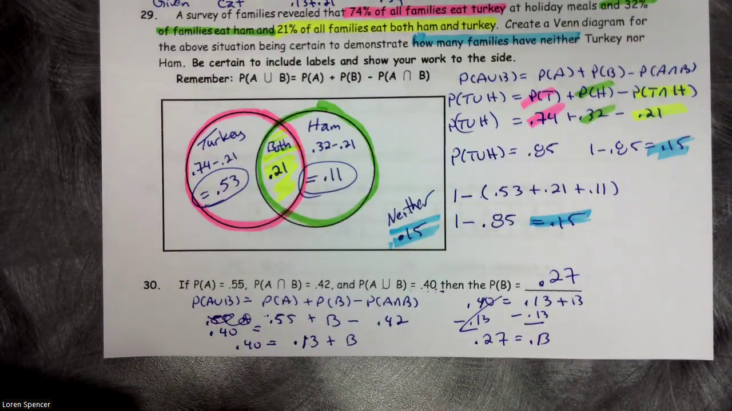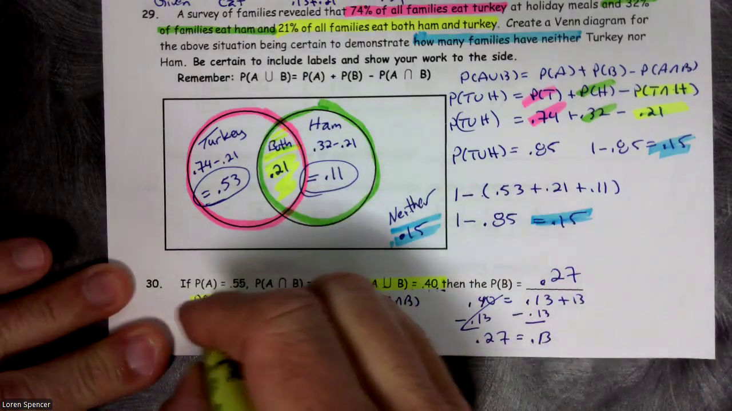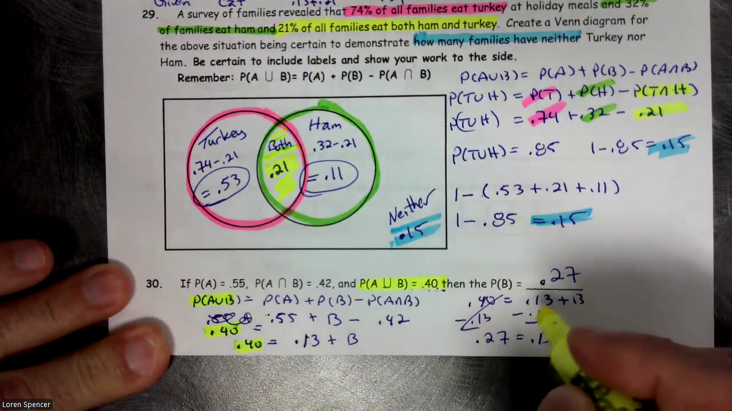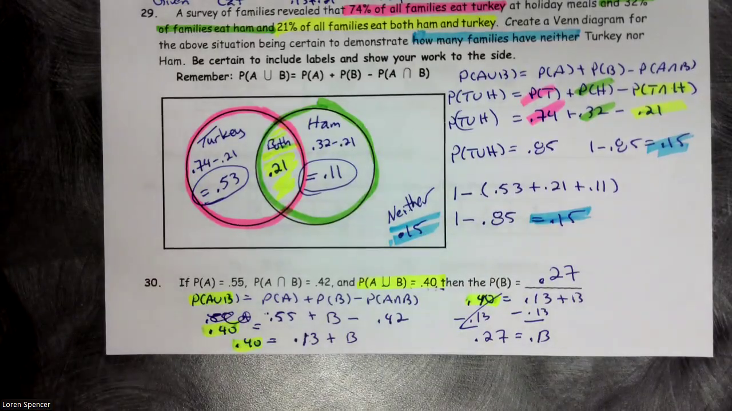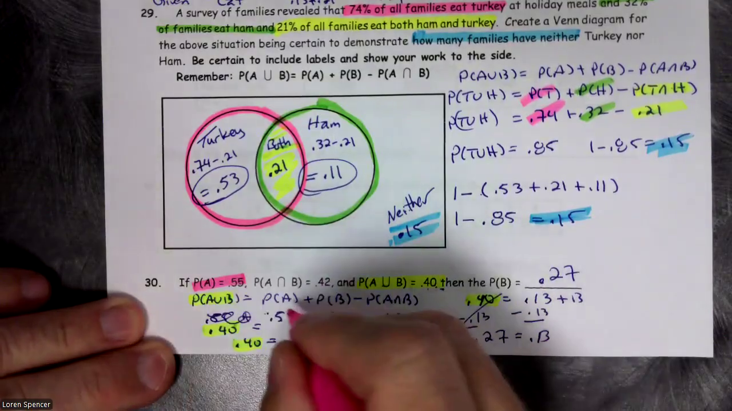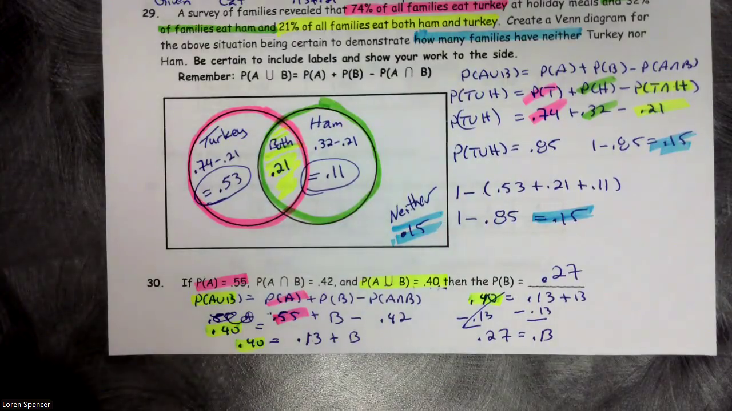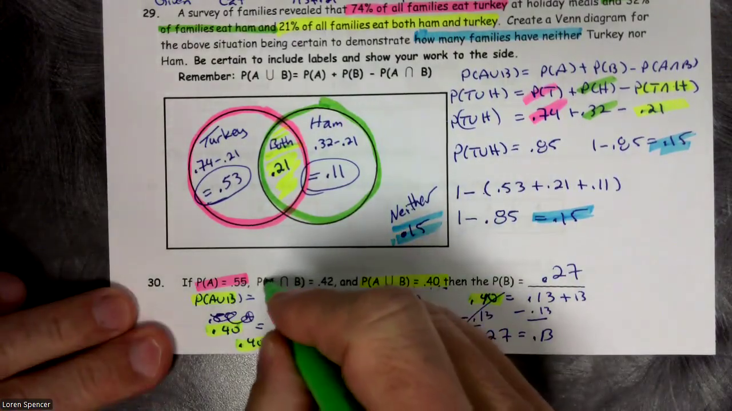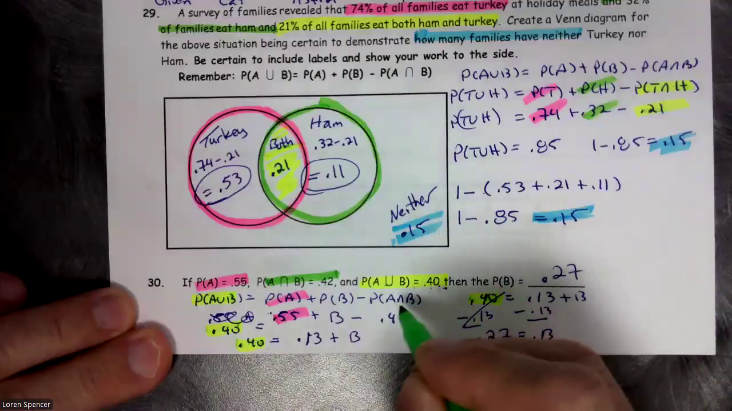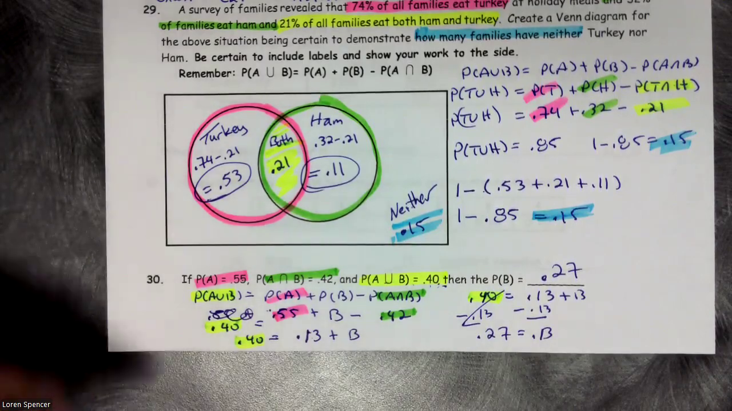Now, real quickly, A union B is right here, and A right here. B we don't know. And our intersection is right there. All right, hope that helped. Keep continuing moving on.